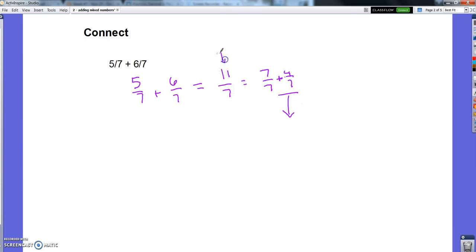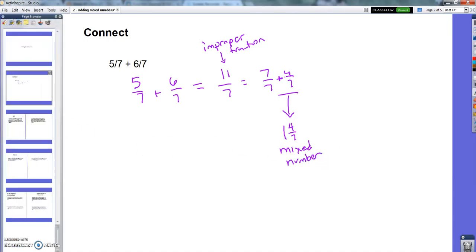This was called an improper fraction, and there's nothing wrong with those. They are just fine. But another way we write those sometimes is we group the wholes together and say that that is 1 and 4/7, and we call that a mixed number. So we're going to add some of those together today.